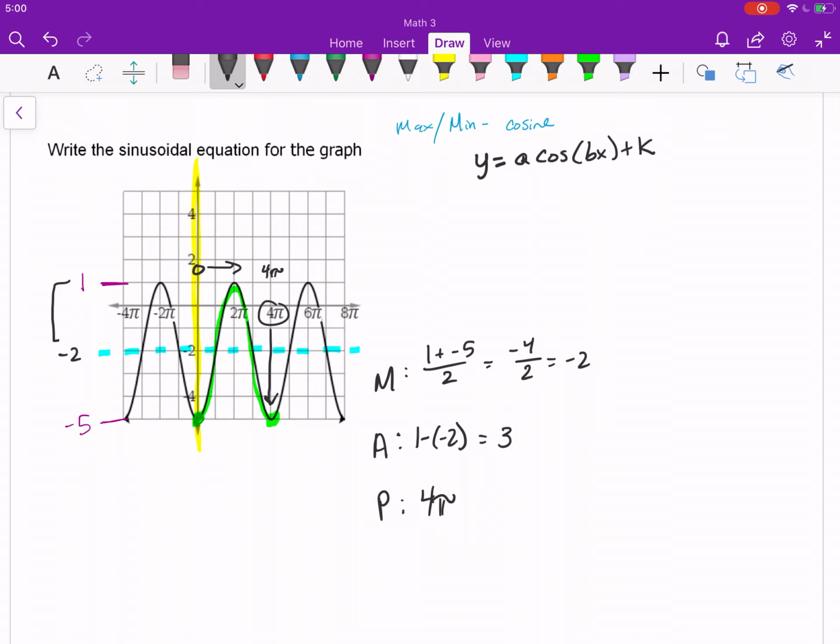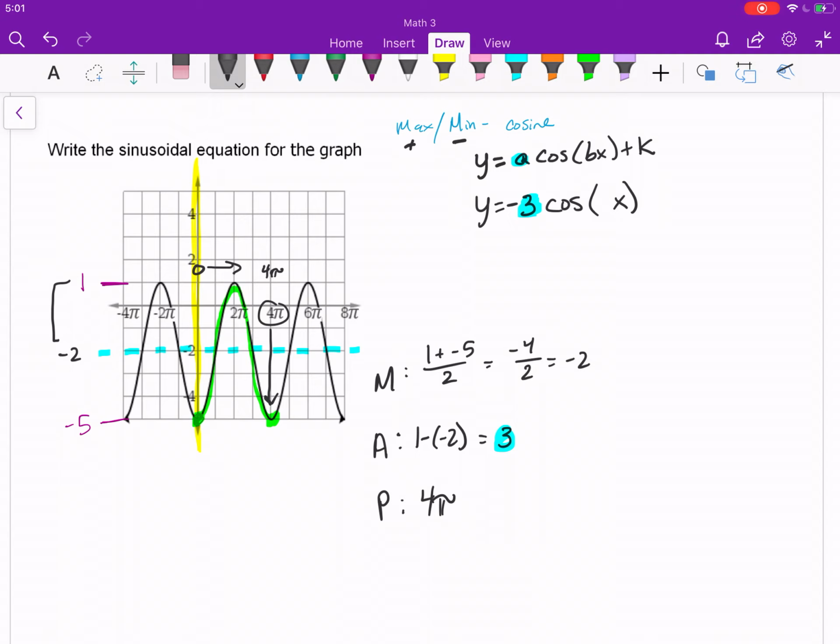Let's fill everything in. So first thing we need is the amplitude. That's right here. So we've got y equals 3. Let's determine if it is a positive or -3. Since we're starting at the minimum, we're going to go ahead and put a -3, because remember, if you start at the minimum, you start at negative. Max means you're positive. So we got -3 cosine.